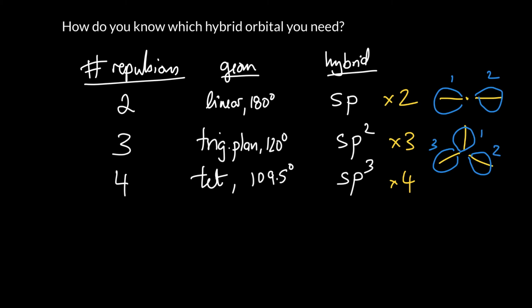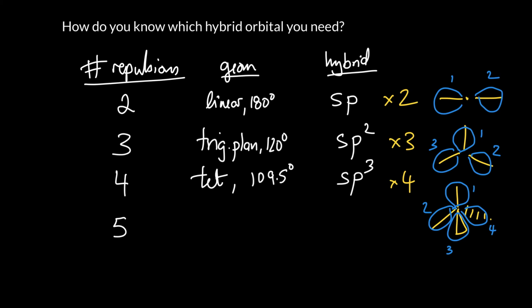And if I look at sp3 hybrids, that's that tetrahedral. So I need something that's going to have that tetrahedral geometry. So my sp3 hybrids basically point along the bonds in a tetrahedron. So there's my first, second, third, and fourth. And there's a couple more hybrid orbitals.